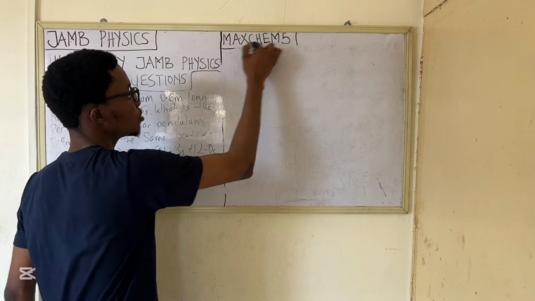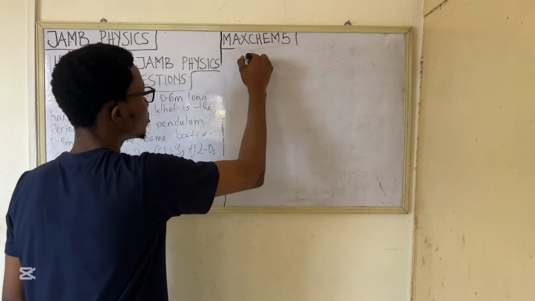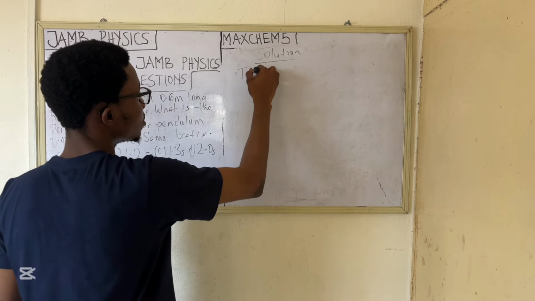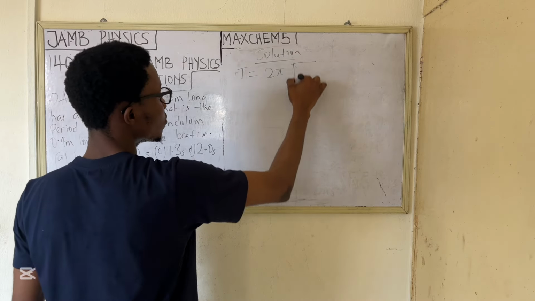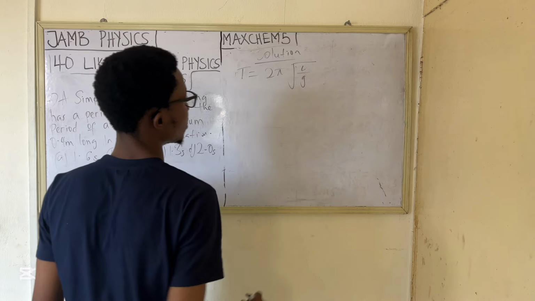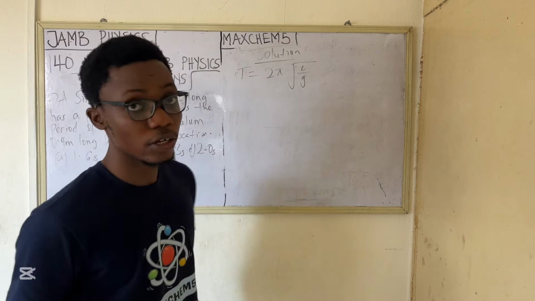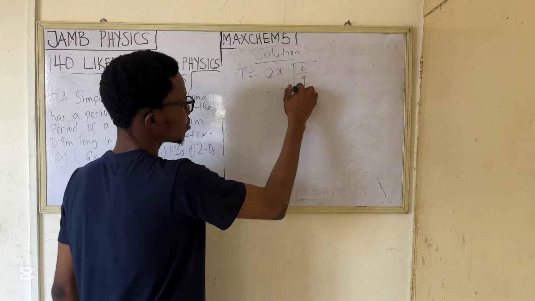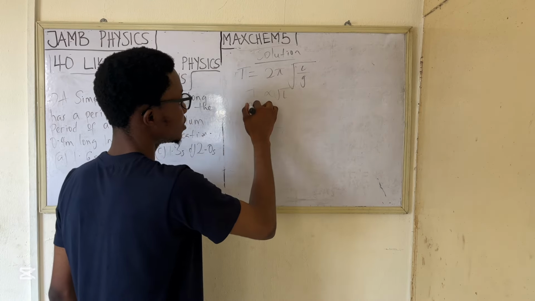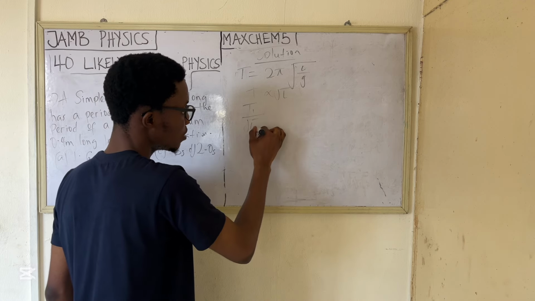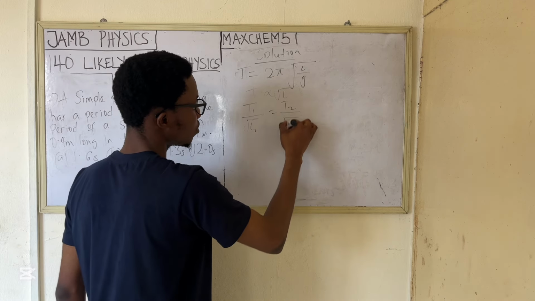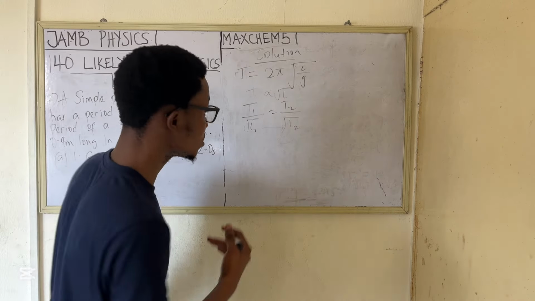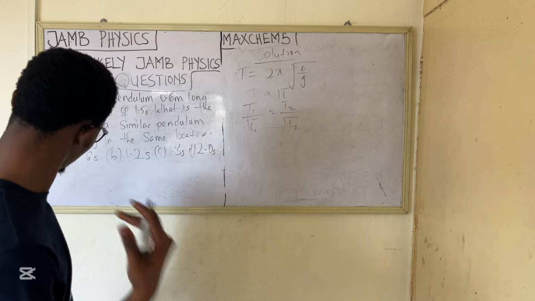Now, when it comes to our period in simple harmonic motion, we have period is equal to 2 pi square root of L over g. That means our period is directly proportional to the square root of our length. Then you can say T1 over square root of L1 is equal to T2 over square root of L2. So from here, input the values of T1, T2, and L1 and L2 if given.